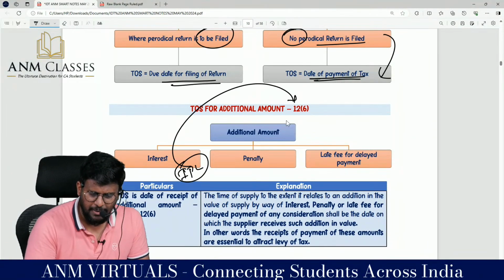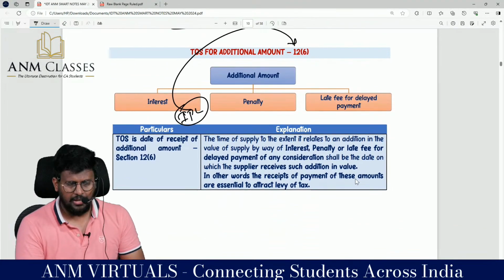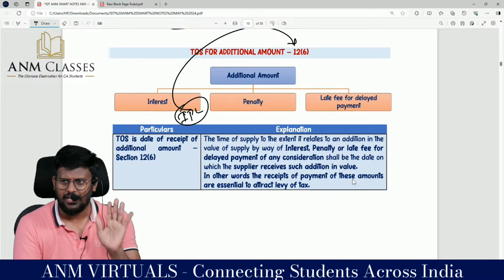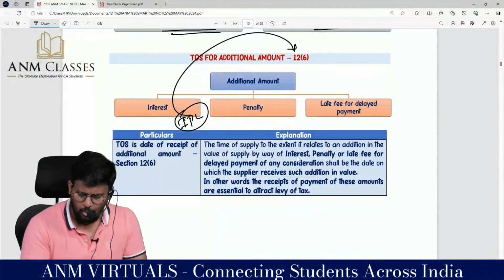Yes, sir. Because in IPL they hit sixes, correct? Yes, sir. IPL: interest, penalty, late fee. Only when the IPL payment happens is the time of supply, correct? Yes, sir. So time of supply for IPL is the date of receipt of the IPL.